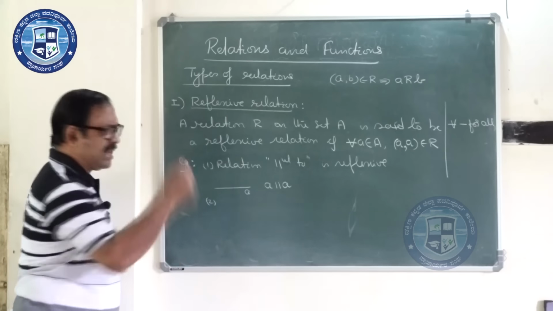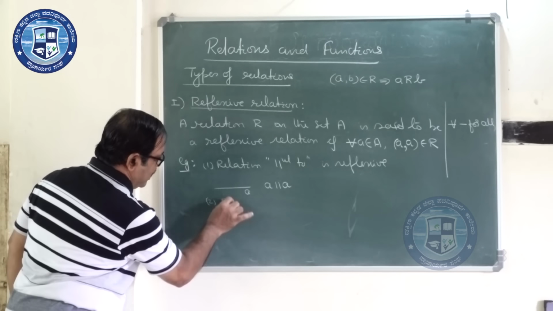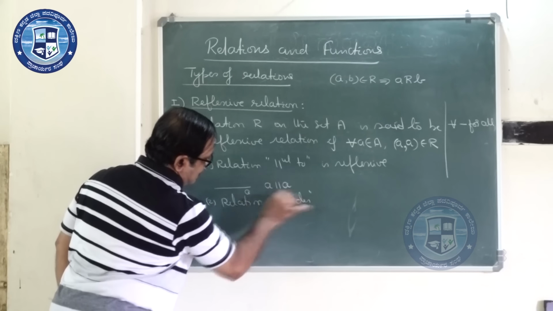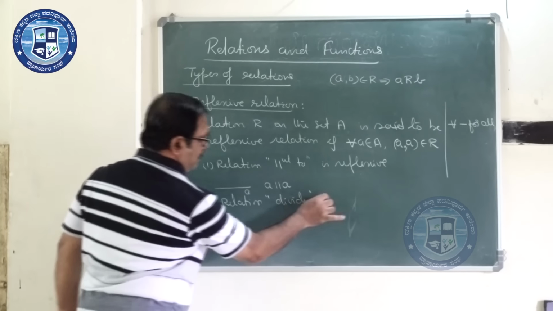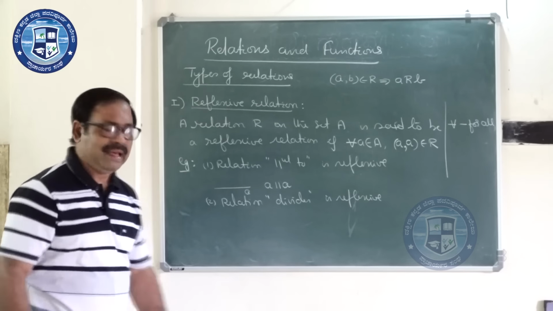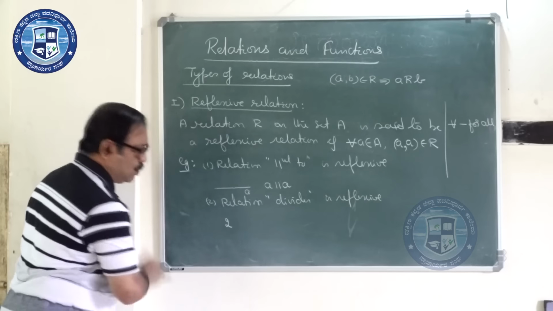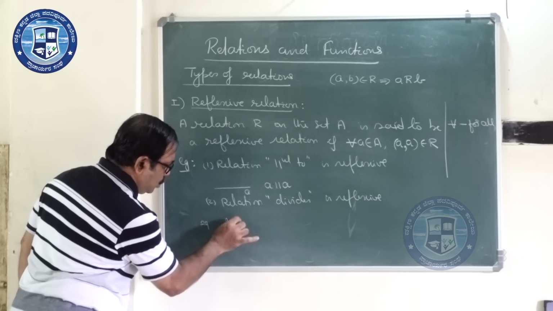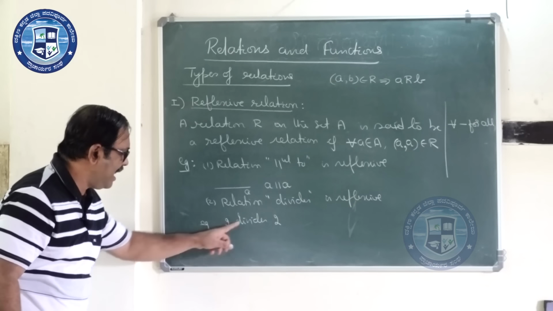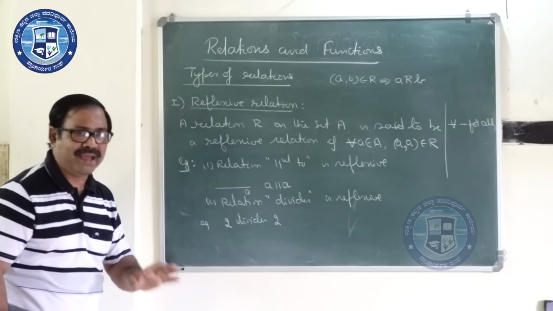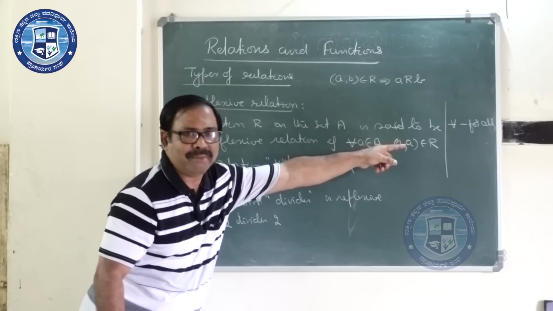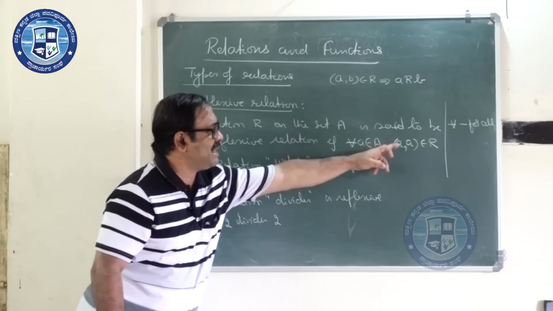I will give you some other example. See, the relation divides is reflexive. Why? You can take 2, for example: 2 divides 2. So, a divides a. Hope you have understood the idea. See, what is the definition? (a, a) belongs to R, I mean a is related to a.